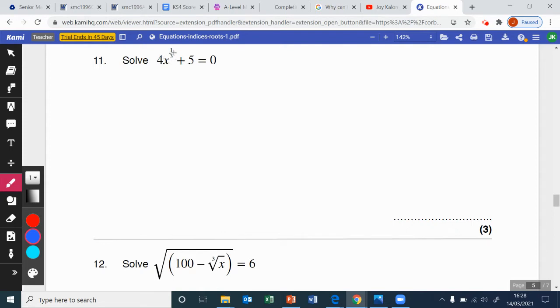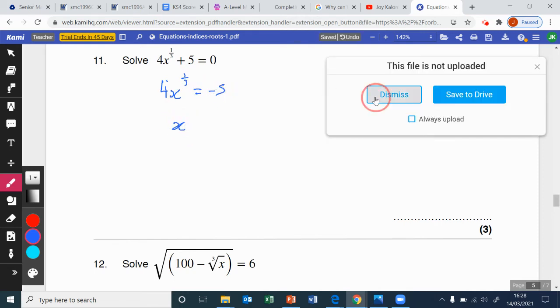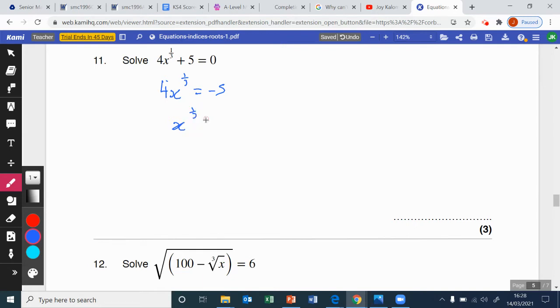So 4x to the power of a third plus 5 is equal to 0. Well, let's subtract 5 from both sides. We get 4x to the power of a third is equal to minus 5. Dividing both sides by 4 gives us x to the power of a third is equal to minus 5 over 4.